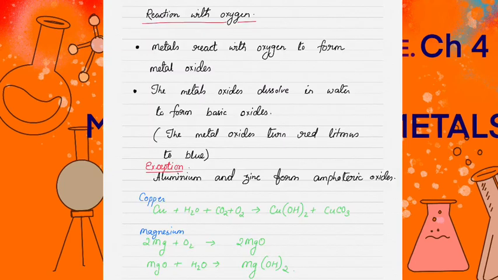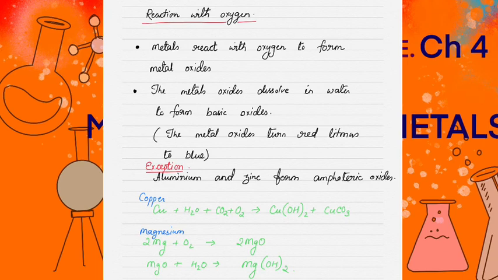Metals react with oxygen to form metal oxides. When we dissolve these oxides in water, it will make a solution which is basic in nature. Because it is basic in nature, when we use a red litmus paper, it will turn blue. Now here the exceptions are aluminium and zinc, they form amphoteric oxide. Amphoteric oxide means the oxides which show the property of both acids and bases.